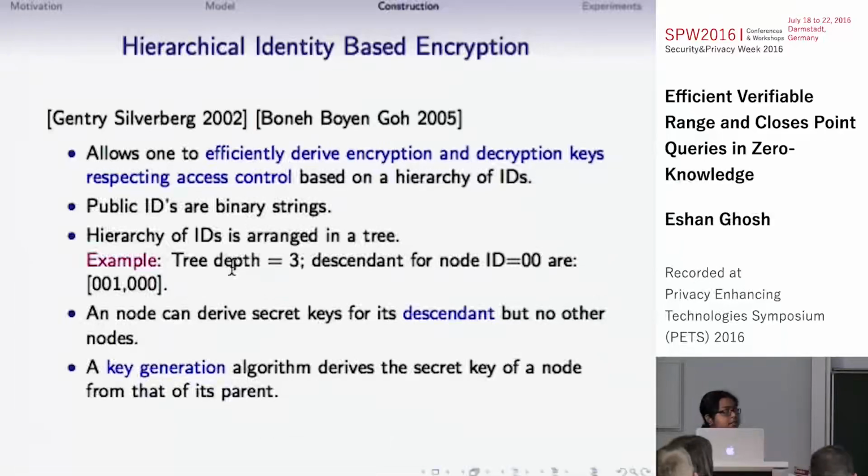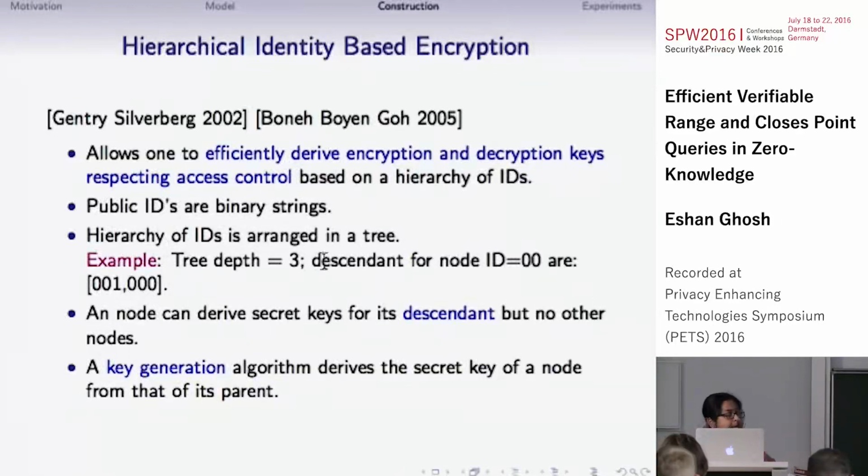Hierarchical identity-based encryption was also in one of the keynote talks today. It basically allows one to efficiently derive encryption and decryption keys, respecting the access control based on a hierarchy of identities. The identities are public identities, which you can think of as arbitrary binary strings. The hierarchy of identities, you can think of as a full binary suffix tree. So what is the property? Like in any encryption scheme, a message can be encrypted for any public ID by anybody, but whoever owns the secret key corresponding to that public ID will be able to decrypt it.